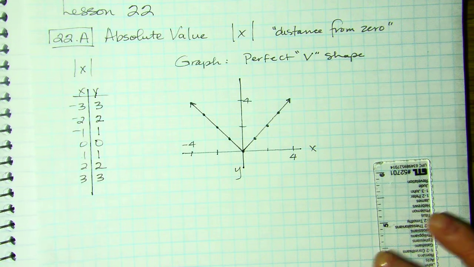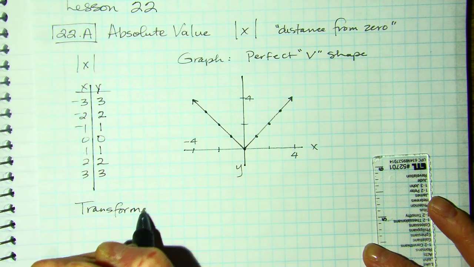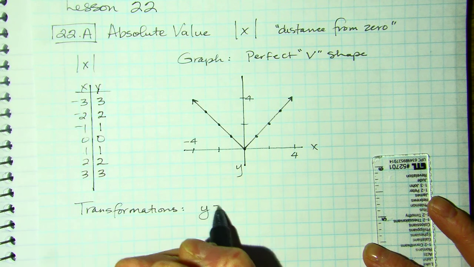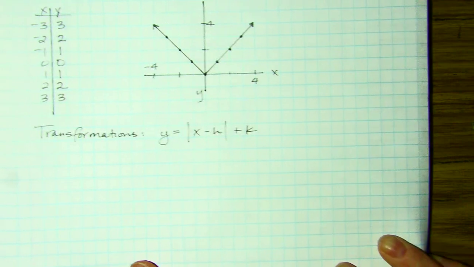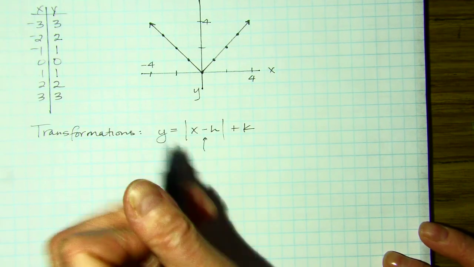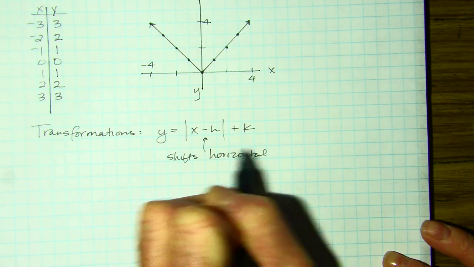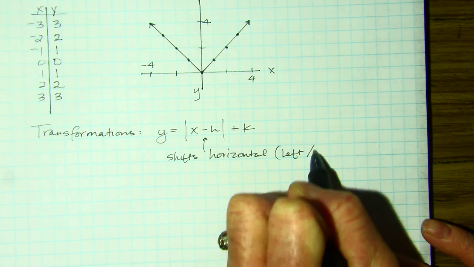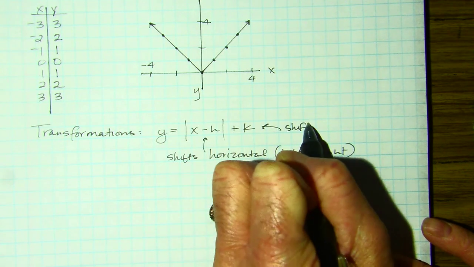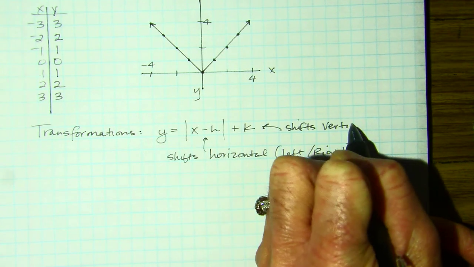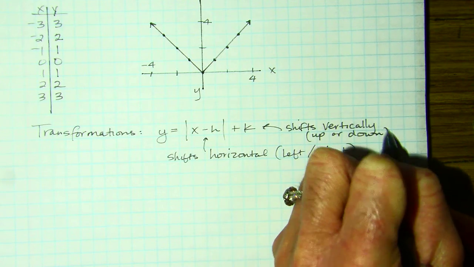So a couple things about transformations. y equals |x minus h| plus k. Now they're only going to go over basic ones. But anything on the inside, h, shifts it horizontally, which would mean left or right. And k shifts vertically, which would mean it shifts it up or down.